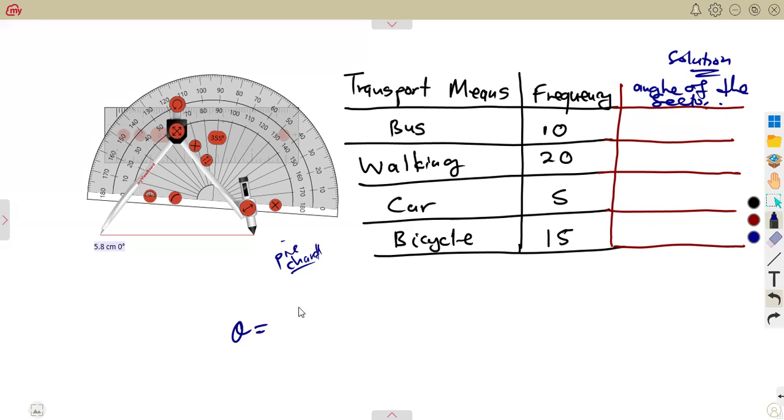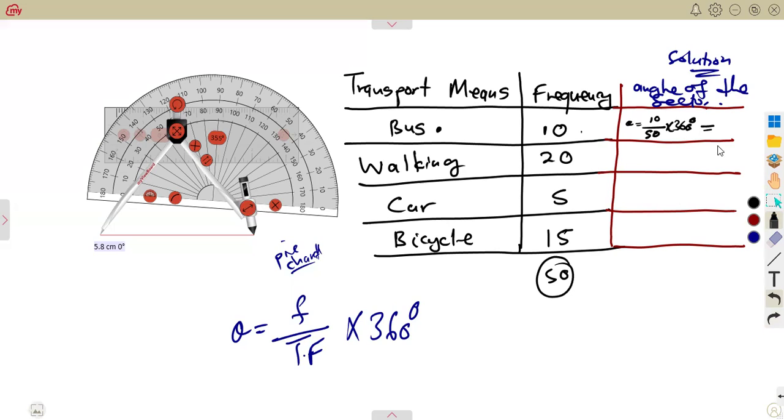We said that theta is the frequency over the total frequency times 360 degrees. So the frequency is 10 over what? You need the total frequency, so you add all these: 30 plus 5, 35 plus 15, which is 50. So the total frequency there is 50. So this is 10 over 50 times 360 degrees. You have the angle corresponding, 72 degrees.